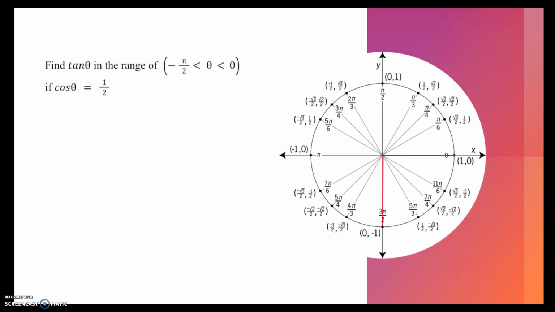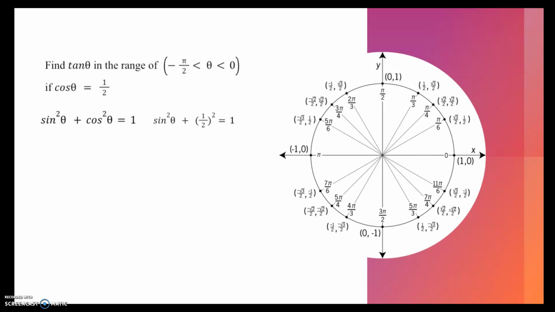Since the range is negative, the unit circle goes clockwise, and that's how the range is right there. In order to find tangent of theta, you must find sine of theta, because remember that the quotient identity of tangent of theta is equal to sine theta over cosine theta. To find sine theta, you use the Pythagorean identity of sine squared of theta plus cosine squared of theta equals 1.